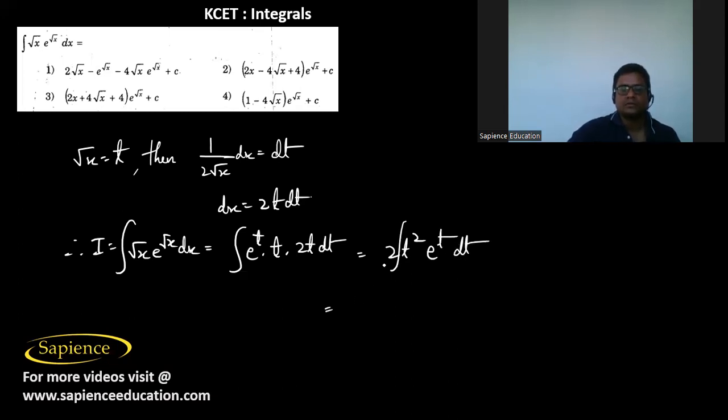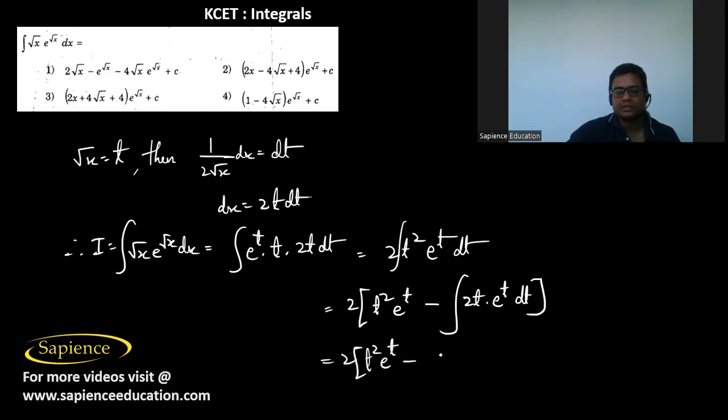Then we have to use e power t as the second function. Then we can say 2 into t square into integral e power t, that is e power t. We have to use integration by parts. Then this is integral d by dt of t square, which is 2t, into integral e power t, that is e power t dt. So this will be again 2 into t square e power t minus 2t e power t minus, then d by dt of 2t, that is 2, integral e power t dt is e power t, and then again dt.